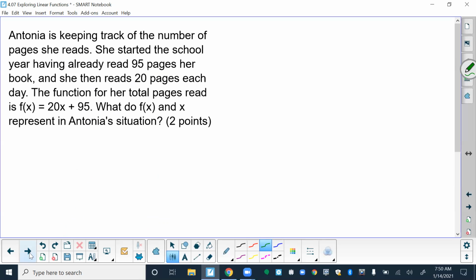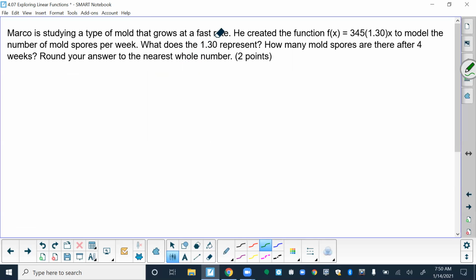Just to put this in perspective for you, this one's an easy problem. This one I'm going to skip because it's something that you should already know. Basically, what does the output represent? What does the input represent? So let's look at this one. We have Marco is studying a type of mold that grows at a fast rate. He created the function f of x equals 345 times 1.3, and that should actually be an exponent, to the x power. So let me fix that for you.